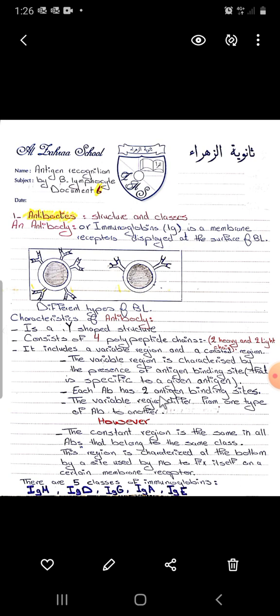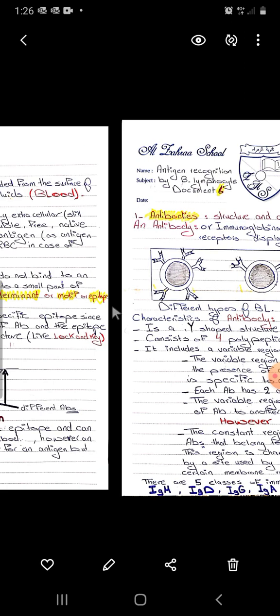Each antibody has 2 antigen binding sites. As you notice, 1, 2. When I say antigen binding site, that means that the antigen will be caught by this binding site. In the previous sessions, we noticed also that the antibody binds and neutralizes the non-self antigen.